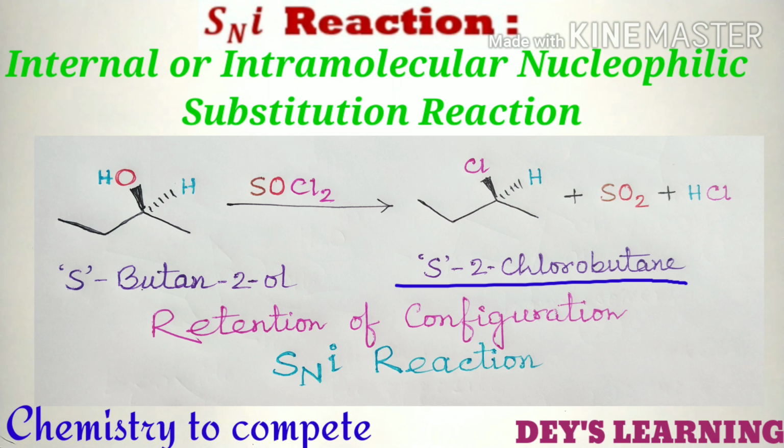If it would be an SN2 reaction, then the configuration of this chiral center would be R, because in an SN2 reaction the configuration is inverted, that is inversion of configuration, but here the configuration is retained. So this is not an SN2 reaction, this is actually an SNi reaction.